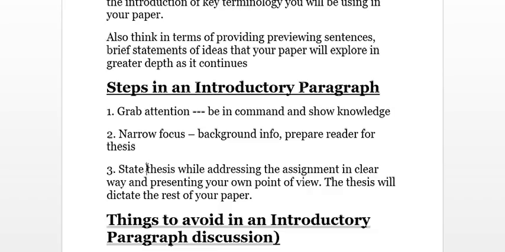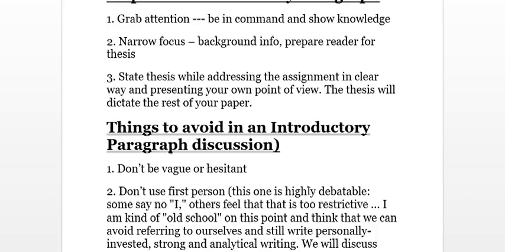Then, most importantly, you want a thesis. Your thesis is going to answer the question that you're given in your reading set, and then show us how you're going to prove the question using the keywords that are in the body paragraphs for the rest of the essay, actually.